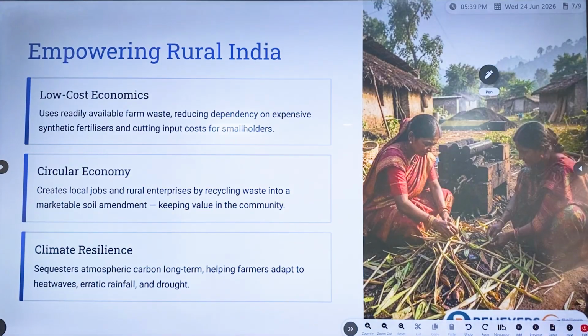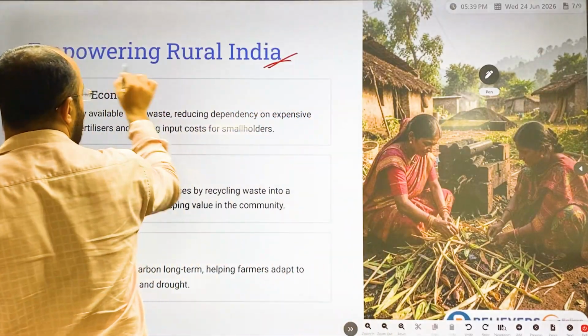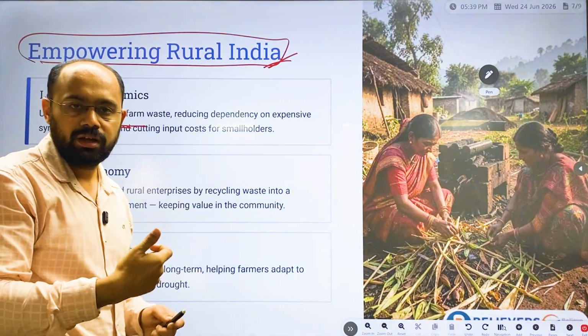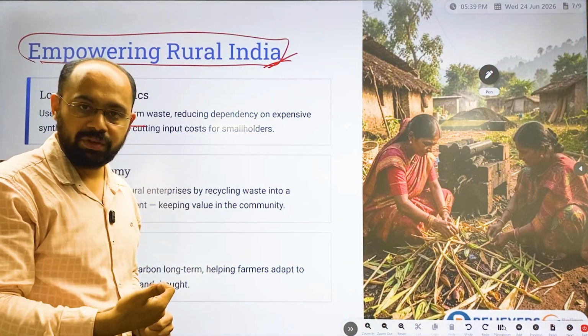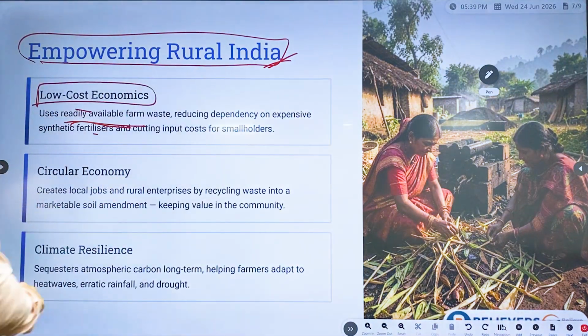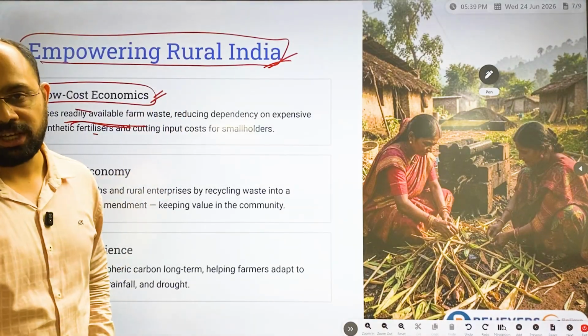Next we'll come to empowerment. Empowerment of rural areas. How does it empower? By introducing only one thing, biochar, how will the agricultural economy be developed? First thing is, it is low cost economics. Why do we call it low cost economics?